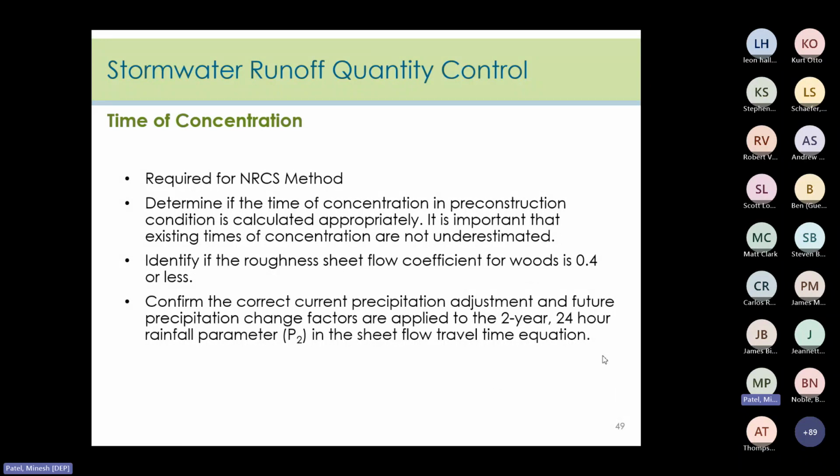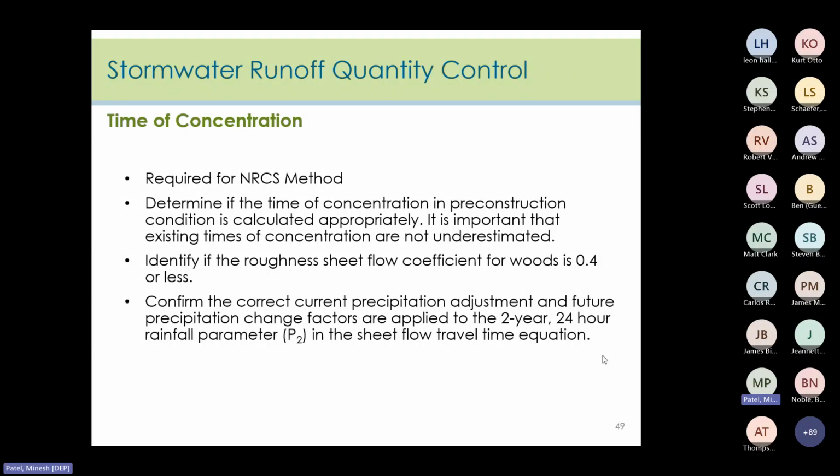We need to make sure that the Manning's sheet flow roughness coefficient is 0.4 or less for the TC calculations. According to the NRCS, the maximum Manning's roughness coefficient to be used is 0.8 for woods with dense underbrush, but in New Jersey, we do not have that situation, and the maximum Manning's coefficient for sheet flow in New Jersey that can be used is 0.4. Anthony did cover this in Module 2, and more on this is found in Chapter 5 of the BMP Manual.